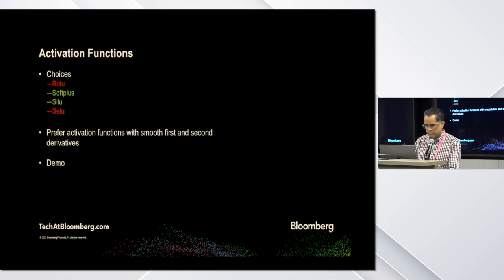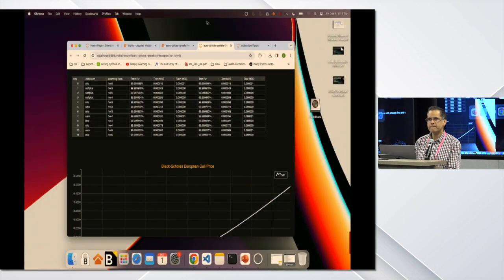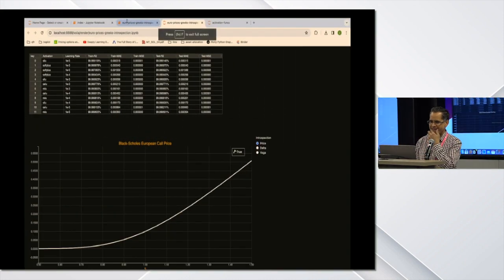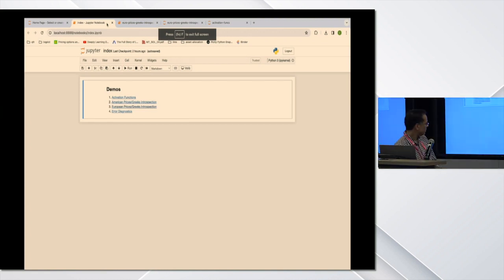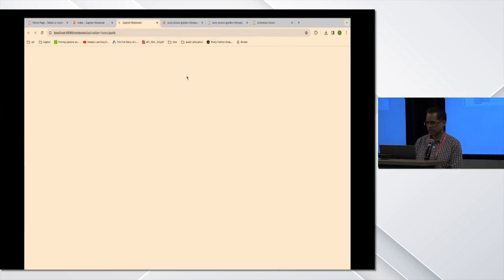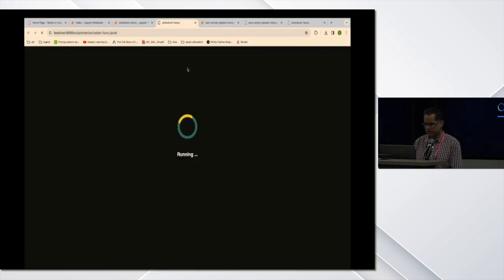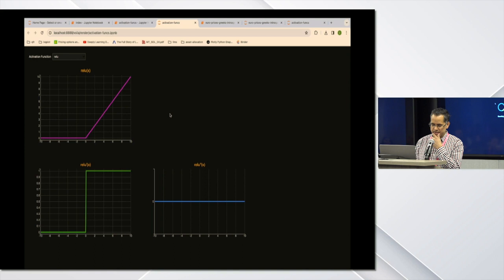So let me show you a demo. These are some Jupyter notebooks. I'm just running some nice visualizations. So here we have ReLU, which is piecewise linear. It's not smooth. If you take the first derivative and the second derivative, there is a discontinuity at 0, right? And the second derivative is just a Dirac at 0, it goes to infinity. So ReLU is unfortunately not a good choice for an activation function, especially when you're trying to learn the Greeks.